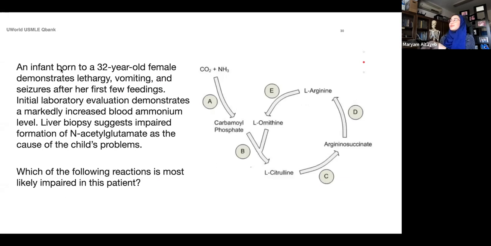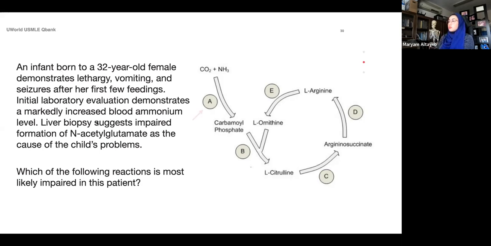Anyway, an infant born to a 32-year-old female demonstrates lethargy, vomiting, and seizures after the first initial feeding. Initial laboratory evaluation demonstrates a markedly increased blood ammonium level. Remember, blood ammonium, not urea. Liver biopsy suggests impaired formation of N-acetylglutamate. And N-acetylglutamate is important for what? Can you guys tell me what the enzyme is? Not OTC, it's CPS1. Just keep that in mind. The only activator that you have is for the first step, which is CPS1.